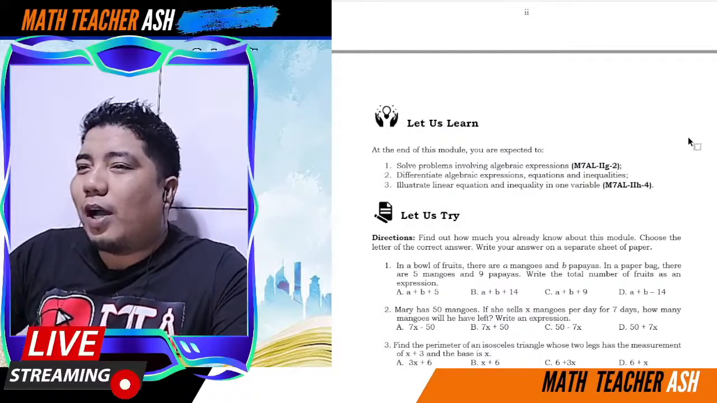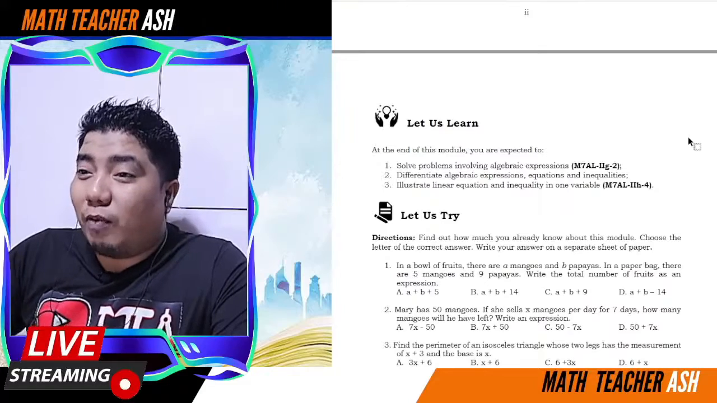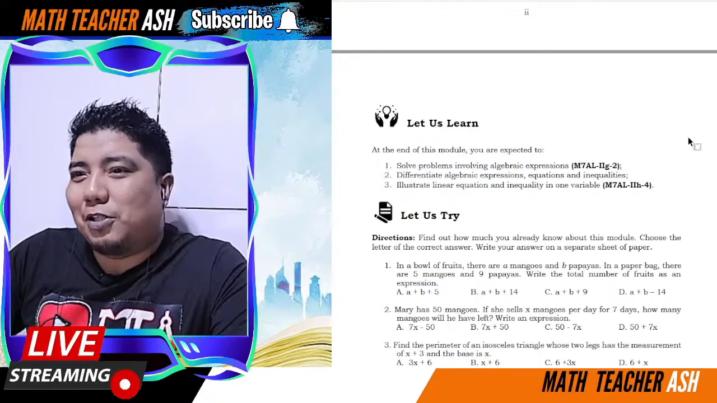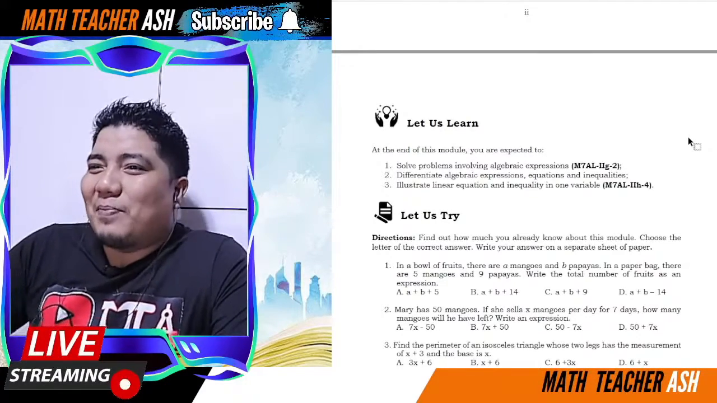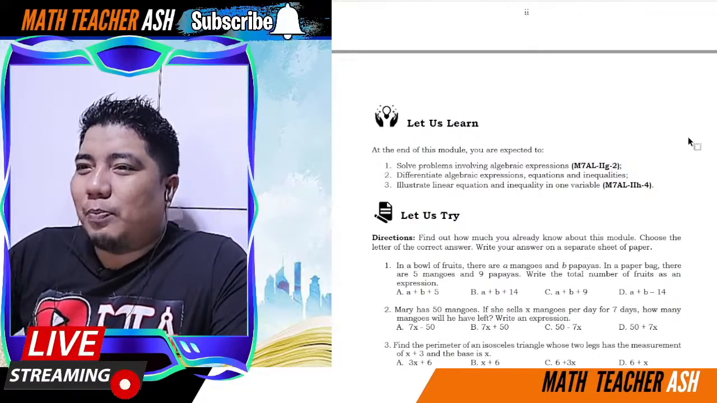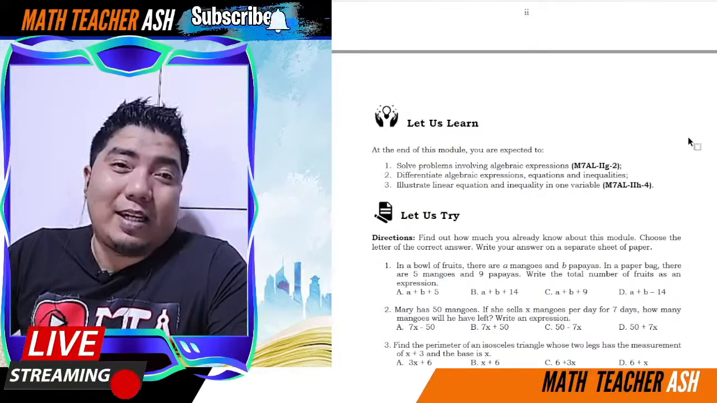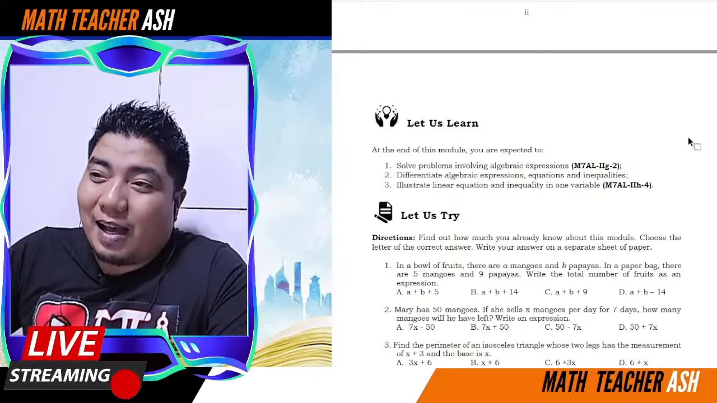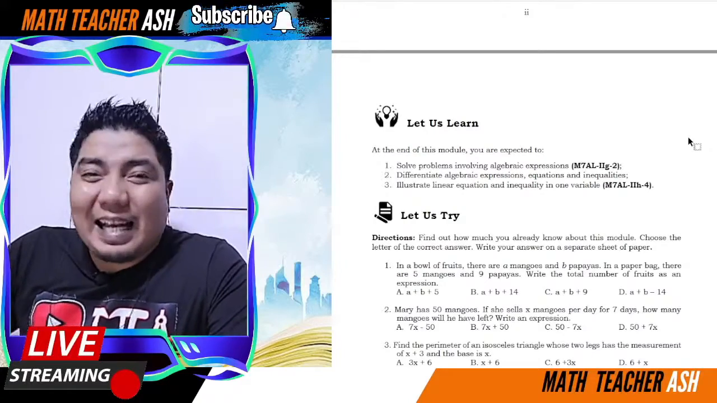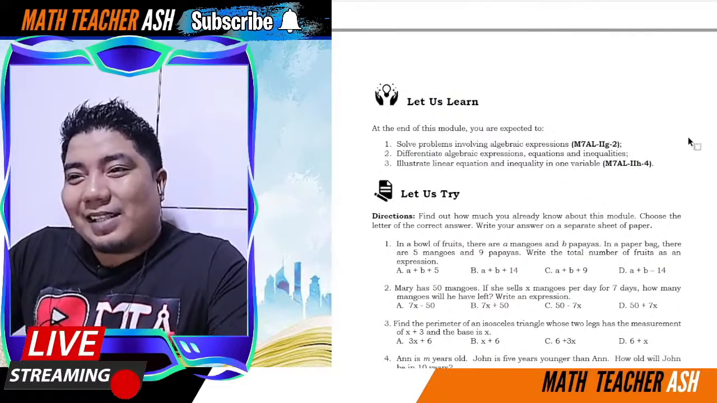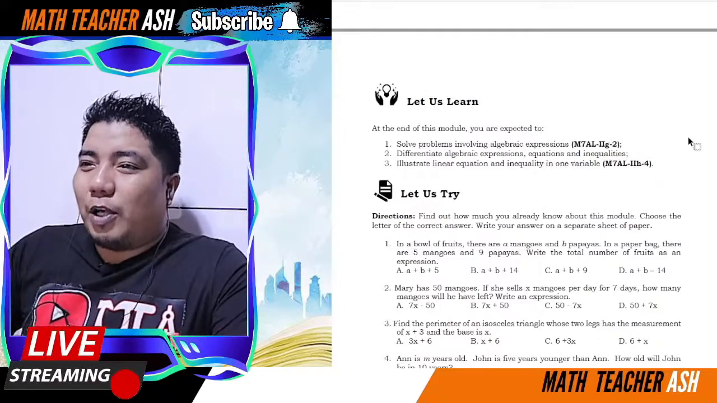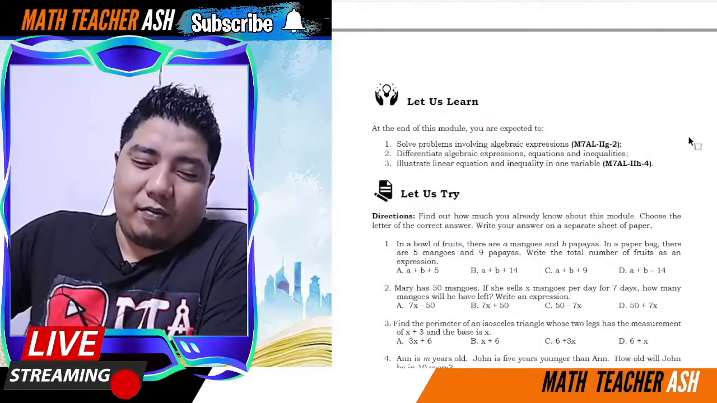Okay, number 1, to solve problems involving algebraic expressions. Alright, madali lang yun. Pangalawa, differentiate algebraic expressions, equations, and inequalities. Paano ba nagkakaiba sila? Alright, madali lang din yun. Illustrate, lastly, we have to illustrate linear equations and inequality in one variable.